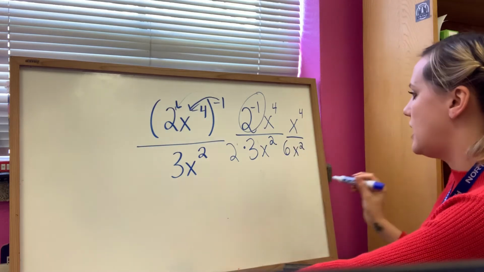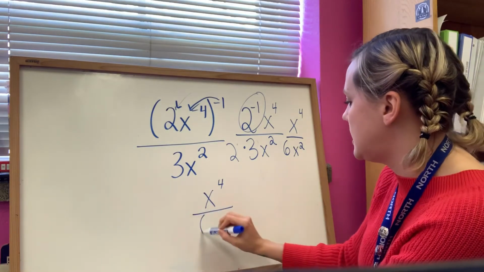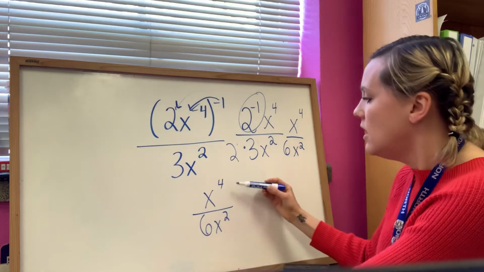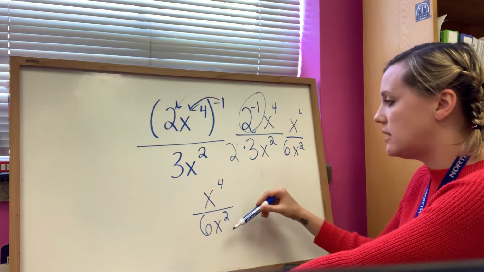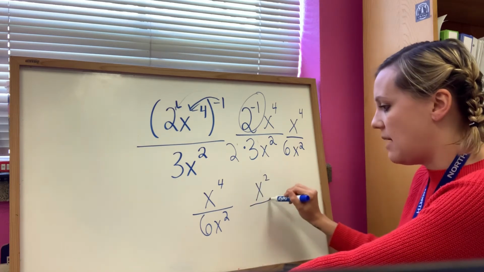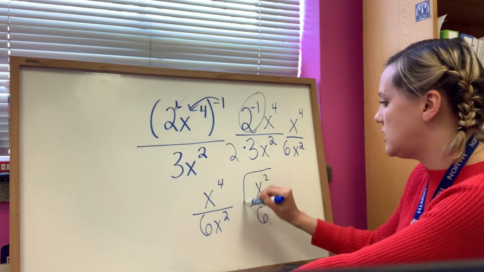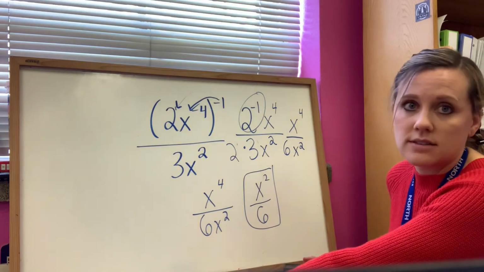Okay, we're almost done. I'm just going to rewrite it down here. X to the 4th over 6x squared. Okay, we have 4 x's up top, 2 x's down below. So 2 of those are going to cancel, and I'm going to have 2 left in the numerator, and then I'm going to have that 6 down there still in the denominator. So my answer is x squared over 6.